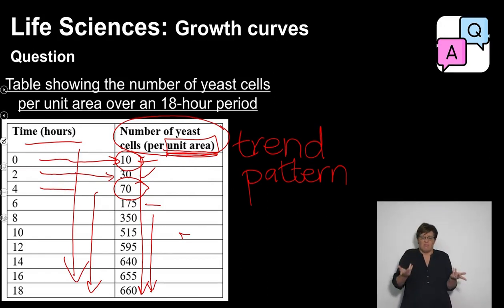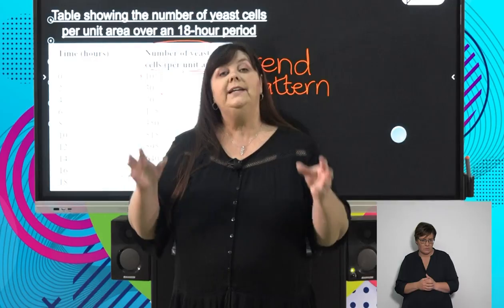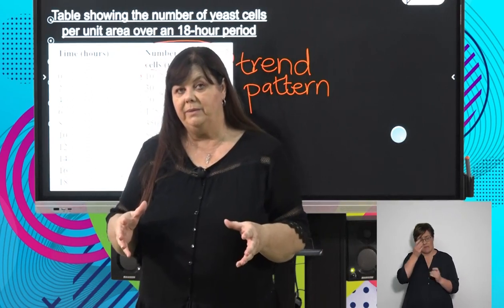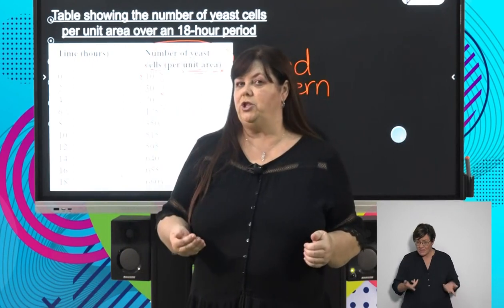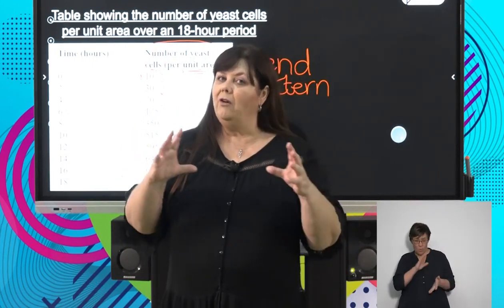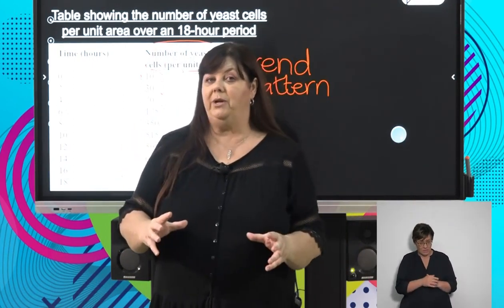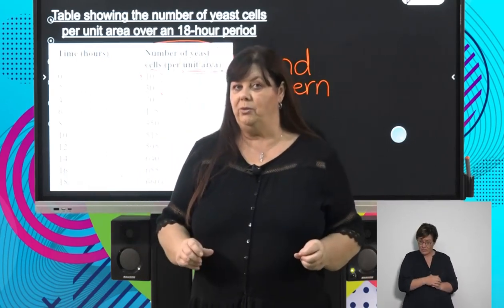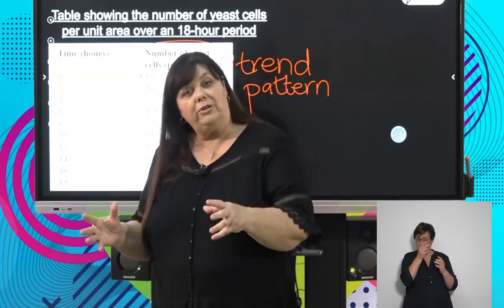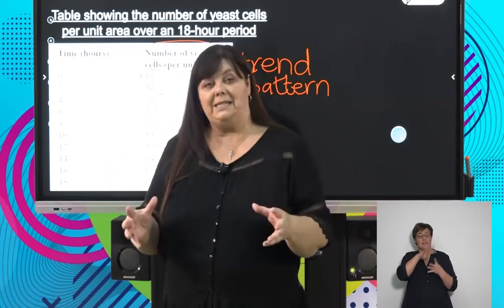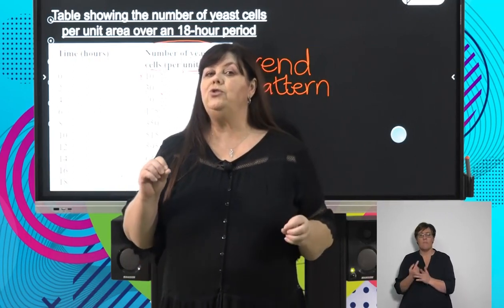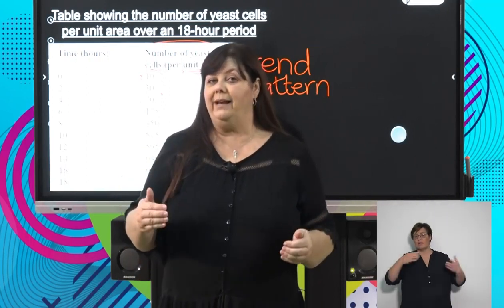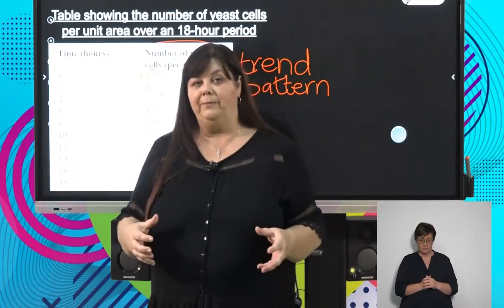Now, that's all very well and good. We've got an overall trend that we can describe just from our data table. But is it a completely accurate description or an accurate picture of what is happening to this population inside our test tube? If we took this information from a data table and we plotted it on a graph, we would be able to understand the trend a lot more accurately.